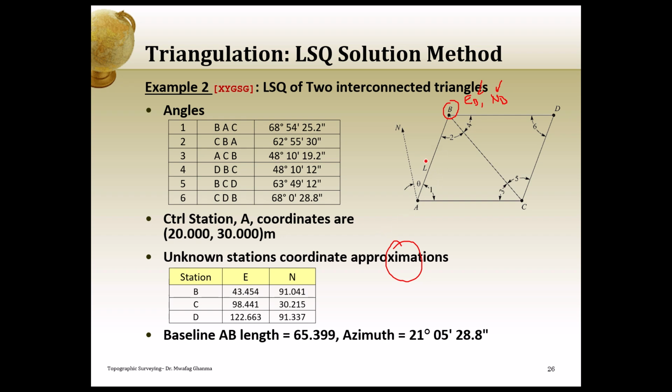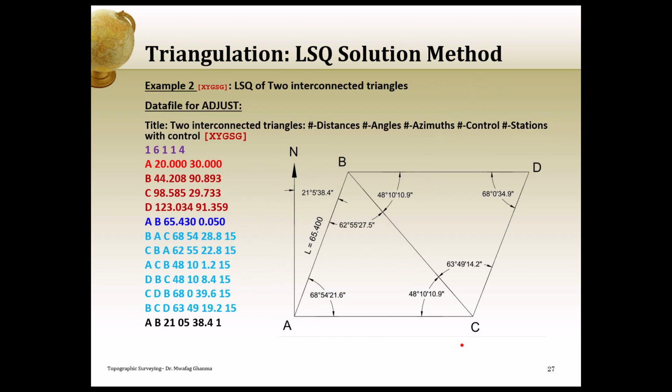So what do we have here in the triangulations? We have to have coordinates of the first point, the length of a baseline, and we measure the azimuth of the line also, the length and the azimuth, and we have to have the measurements of all the angles. So here are the observations. They are all the angles. We have the control station coordinates. We have the initial approximations of the unknown stations, and we have the length of the baseline and the azimuth of the baseline. So now we want to prepare.